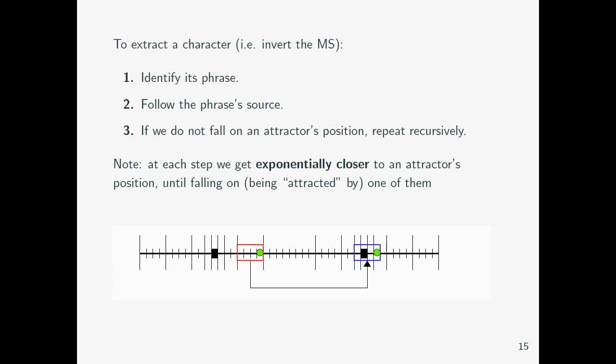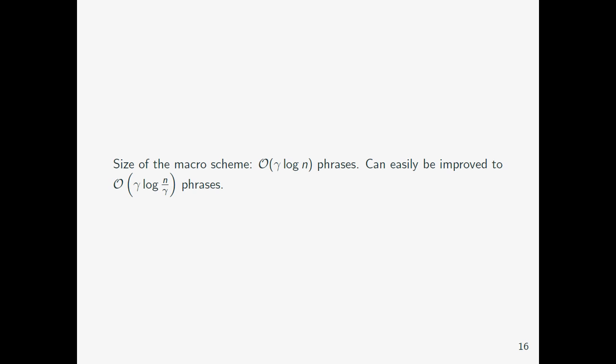And so that's also why we chose this name. As you can see in this example, the position is being attracted by the attractor. So you get exponentially closer at each step. And the size of the macro scheme you get in the end is gamma log n. And you can easily improve it to gamma log n over gamma.